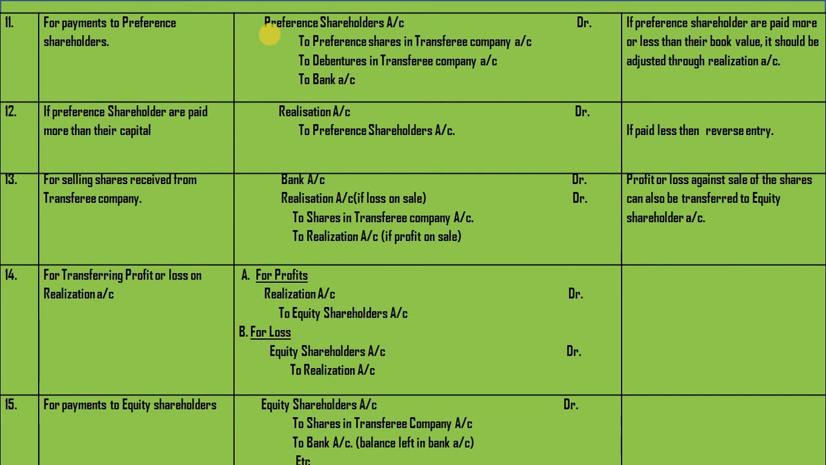Point number 14. Now we will close the realization account, and if the credit side is more than the debit side, then we have profits, and profits will be transferred to the equity shareholders account, because equity shareholders are the owners of the company. If there's a loss, then it will be transferred to equity shareholders as well. Okay. Last point. Now for payment to equity shareholders.